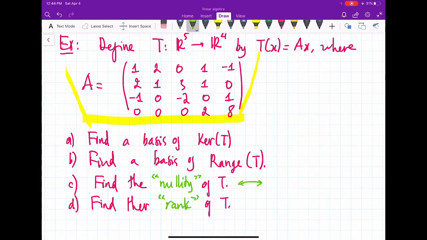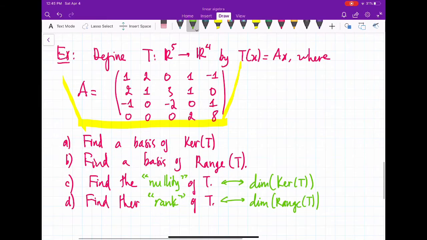What is the nullity of T? The nullity of T is the dimension of the kernel space of T. That's just it. That's the dimension of the kernel of T. So if you remember, this is nothing but the nullity of the matrix A. And the rank of T is the dimension of the range of T. That's it. Agree? We already did that in the previous example. But such dimensions have specific names. They are nullity and rank.